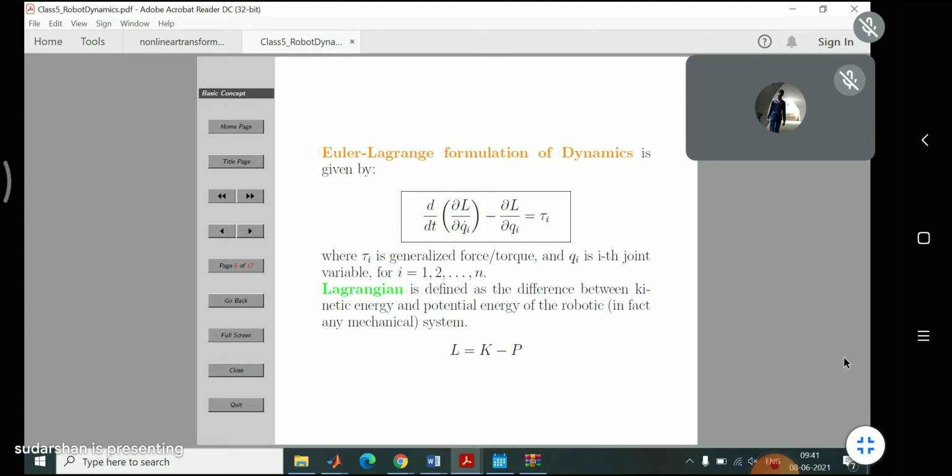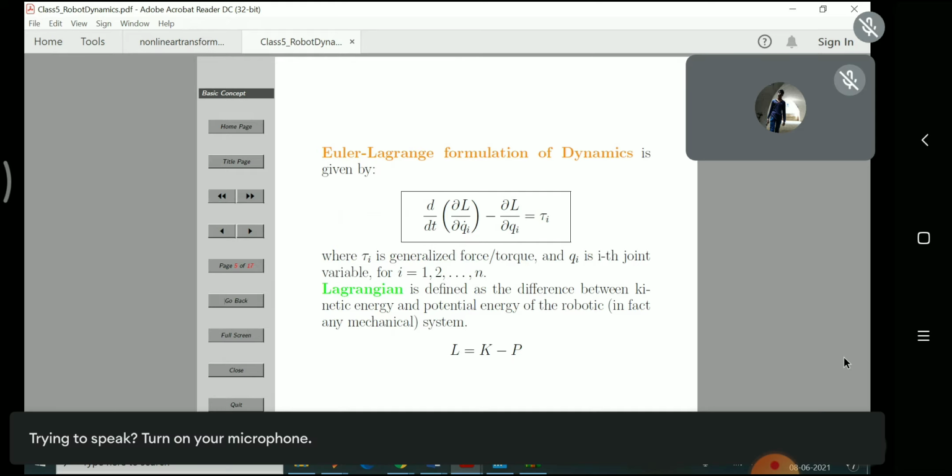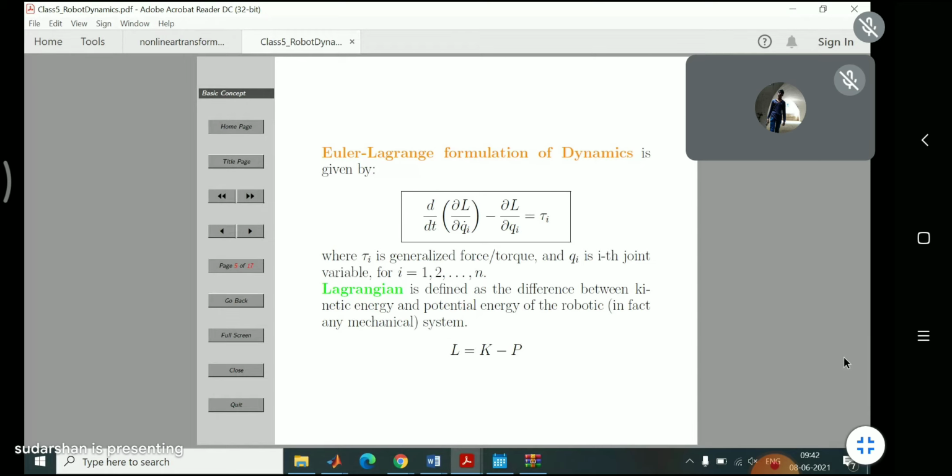So usually in robotics, we model the dynamics using what is known as the Euler-Lagrange formulation. In our control systems course, first we did the mathematical modeling, and that is called the Newtonian approach. That is the Newtonian approach.